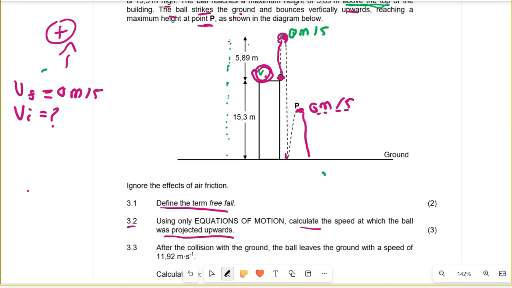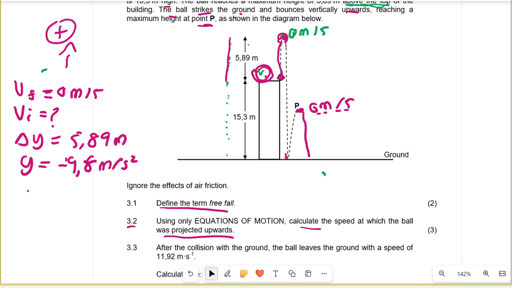We also have the vertical distance it traveled, so we could say delta y is equal to 5.89 meters. All right. What else do you have? You have gravity. Gravity you always have. So that is g, acceleration, that is minus 9.8 meters per second squared.